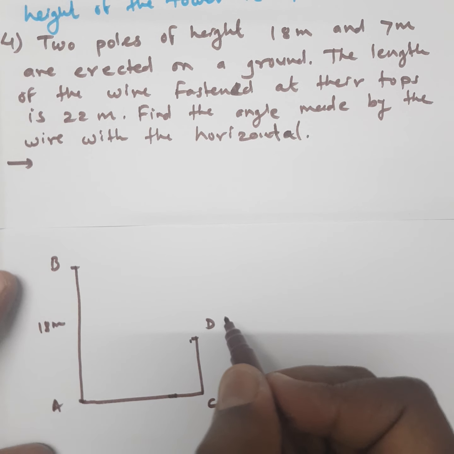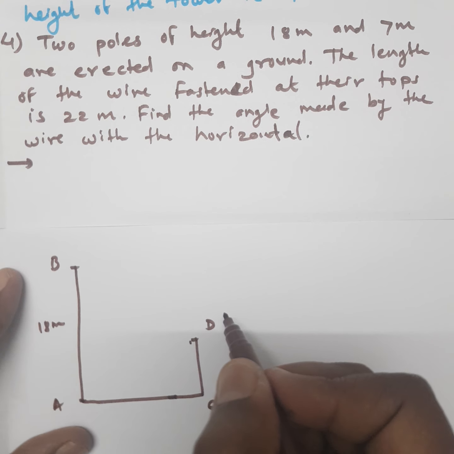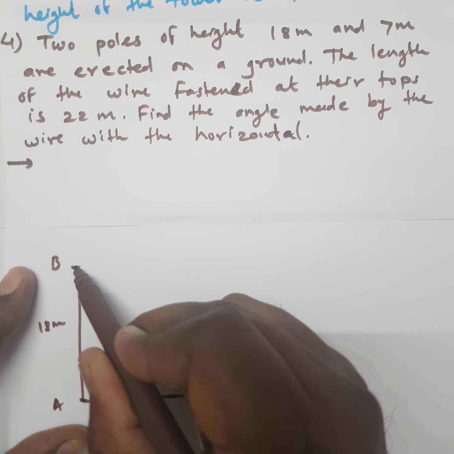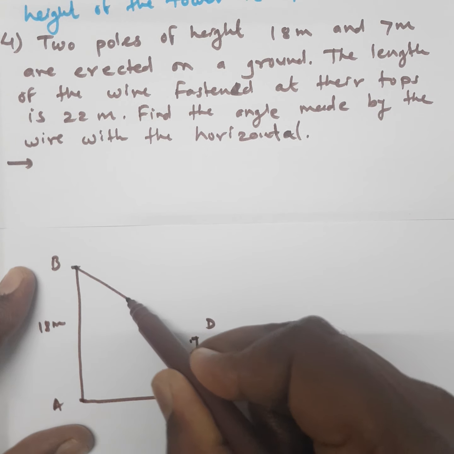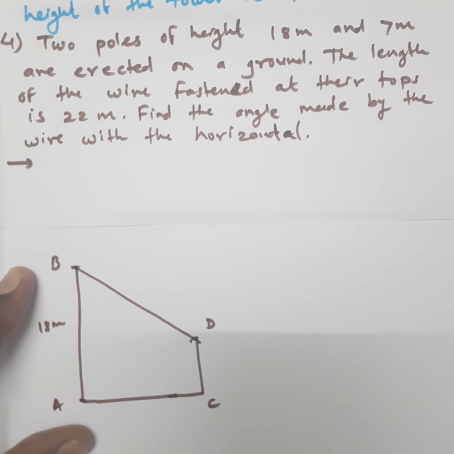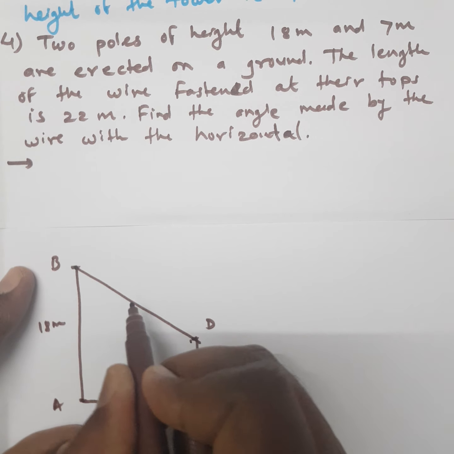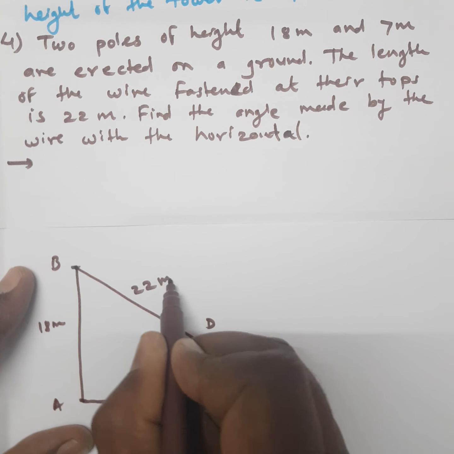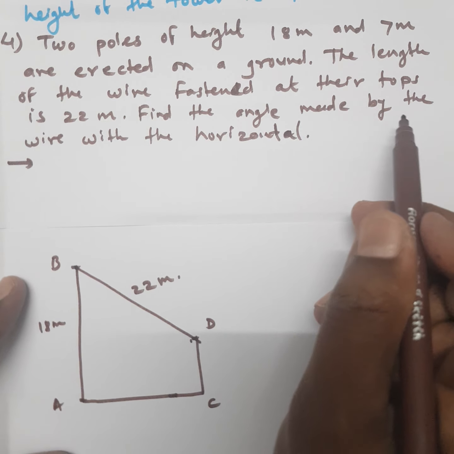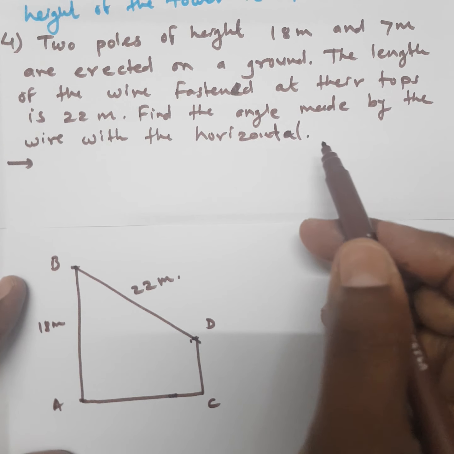Now the length of the wire fastened at their tops is 22 meter. Top of the first pole is B and top of the second pole is D. BD is the wire fastened between the two tops, and the length BD is equal to 22 meter. We have to find the angle made by the wire with the horizontal.